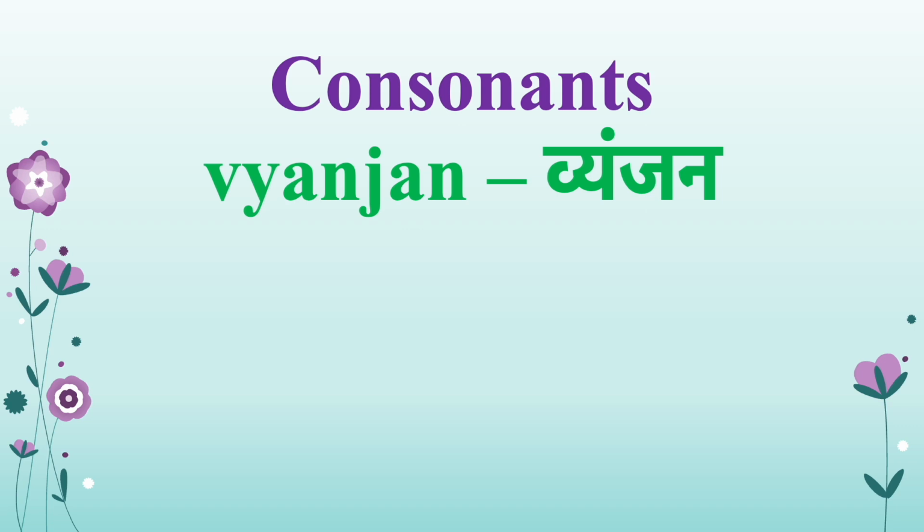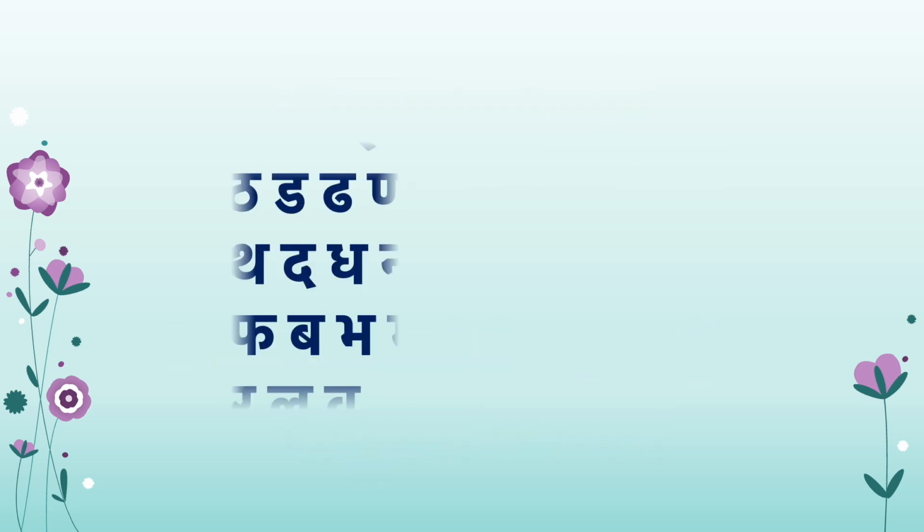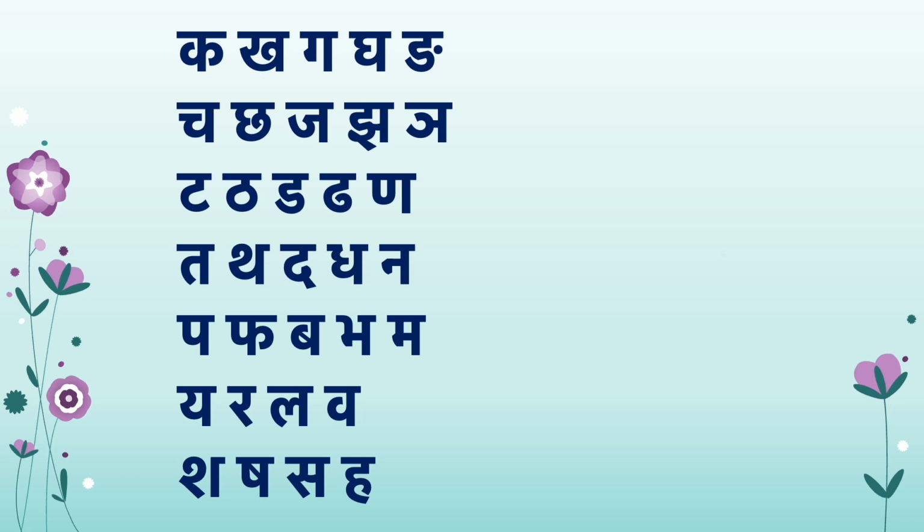This video is about consonants or vyanjan. Now, in addition to regular vyanjan, I will also show you 4 sanyukt vyanjan or consonants. Sanyukt vyanjan are formed by combining 2 regular vyanjan. Now, here are all the vyanjans together, the regular one on the left and the sanyukt vyanjan on the right.